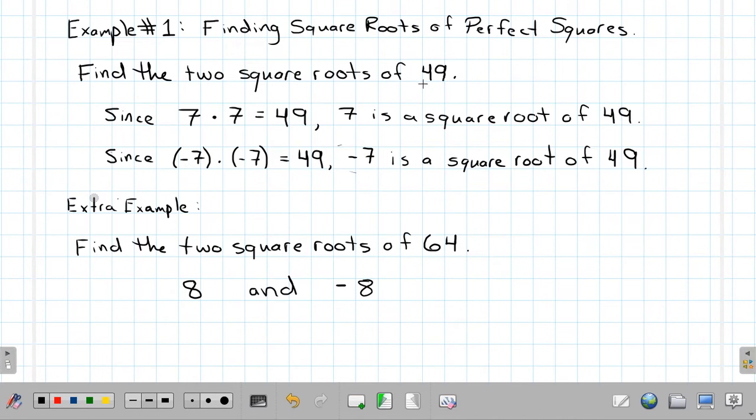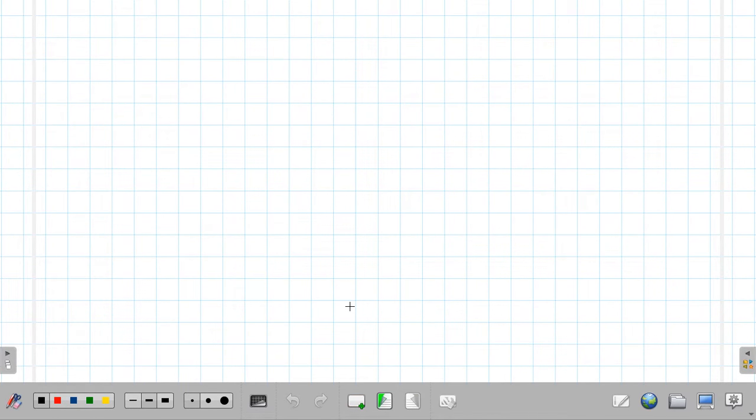And that's actually what we get into with the next part of the notes. So we need to figure out how we even write square roots. So how we write square roots.